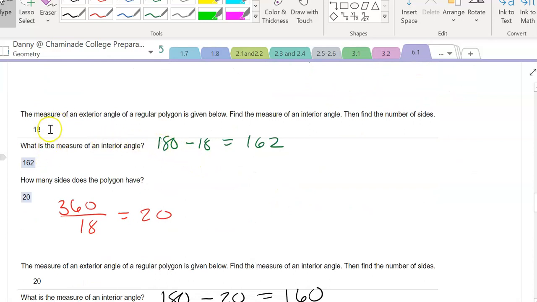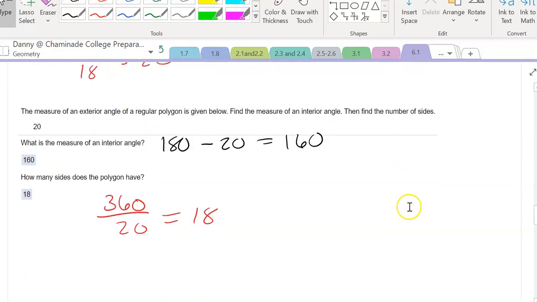Here, I simply subtract the given from 180 to get 162. It lets us know the interior angle, and then I can divide into 360 to get 20. Same for here.